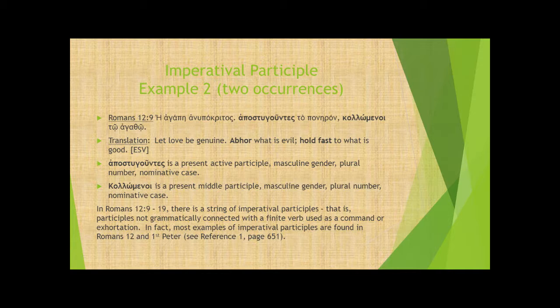Our next examples come from Romans 12, verse 9, where there are two occurrences. Translation: Let love be genuine, abhor what is evil, hold fast to what is good. Apostugountes is a present active participle, masculine gender, plural number, nominative case. Kollomenoi is a present middle participle, masculine gender, plural number, nominative case.